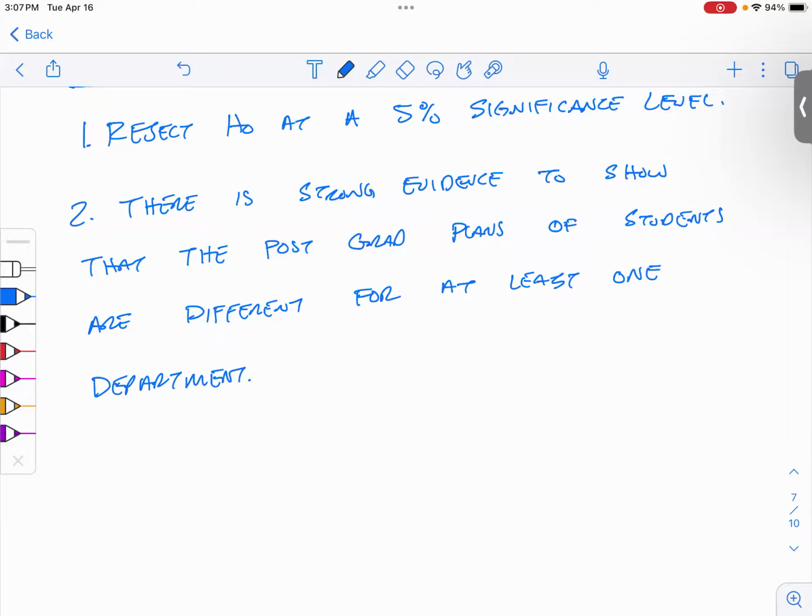And so, all right, the post-grad plans of students are different for at least one department. That is literally exactly what I had written in my alternative hypothesis. Writing your hypotheses in words from the beginning is always an acceptable practice. You can write the whole thing in words. Why do we use the notation? Because it's way shorter, right? And we don't worry about interpreting until the end. Actually, if we write in the notation, that's longer than writing it in just context. So practicing context from the start to the finish of all these problems is the best practice.